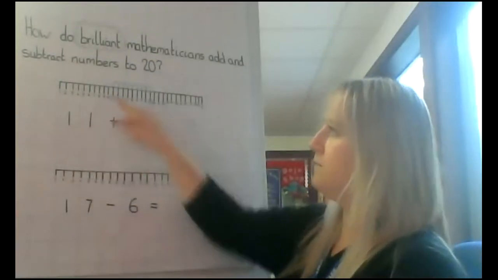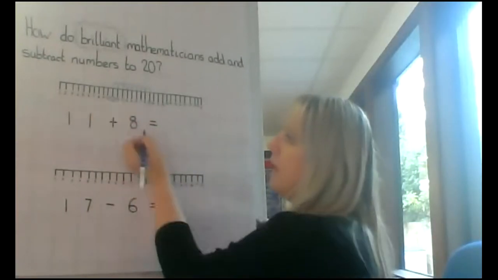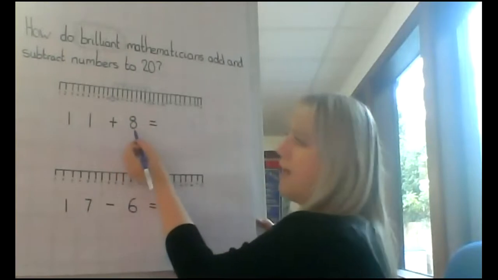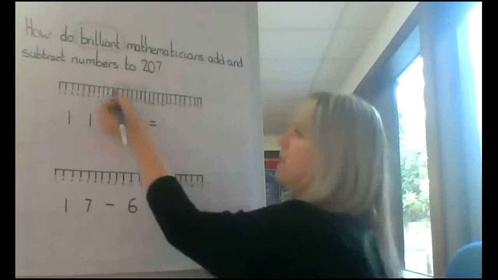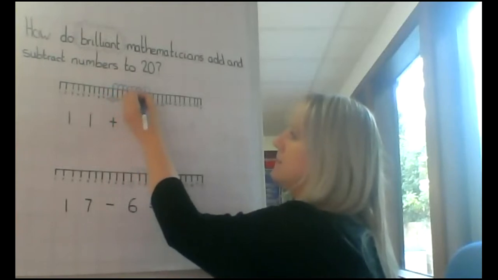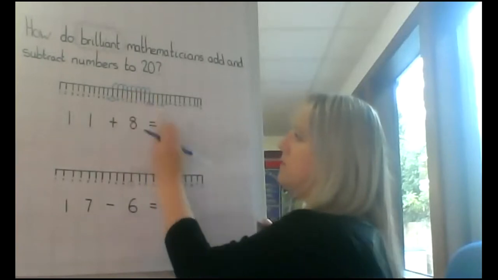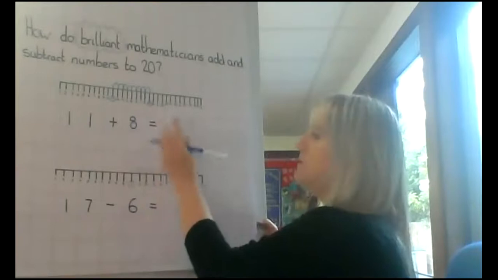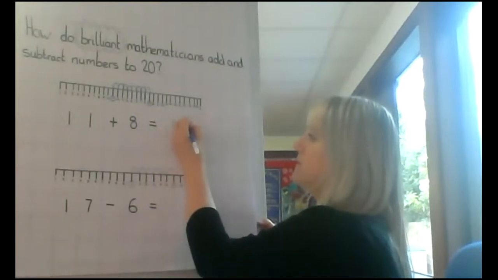I've got 11. So on my number line, I circle the number 11. I then jump 8 spaces up my number line. So here I go. 1, 2, 3, 4, 5, 6, 7, 8. I then circle the number that I land on, which is 19. So I can write 19 at the end of my number sentence.